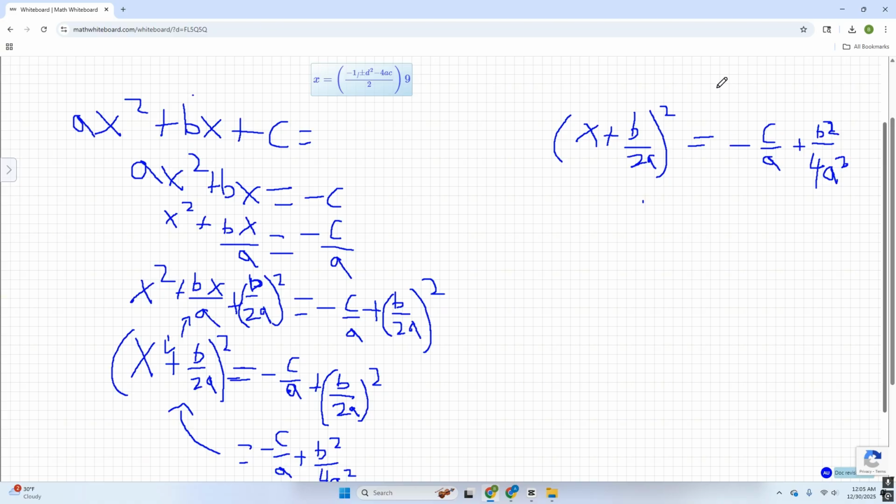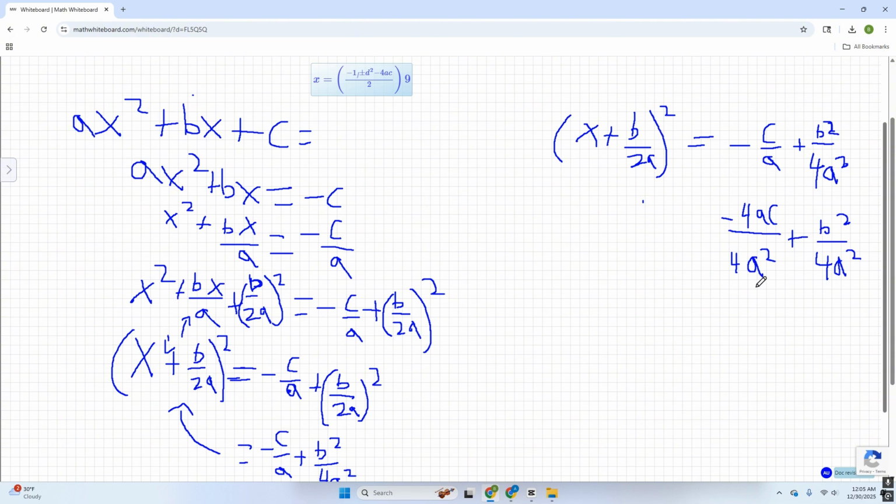So you probably learned this in pre-algebra, but you can add any two fractions if their denominators are the same. So we can multiply negative c over a by 4a over 4a to get 4a squared, and they will have the same denominator. So it would look like negative 4ac over 4a squared plus b squared over 4a squared.